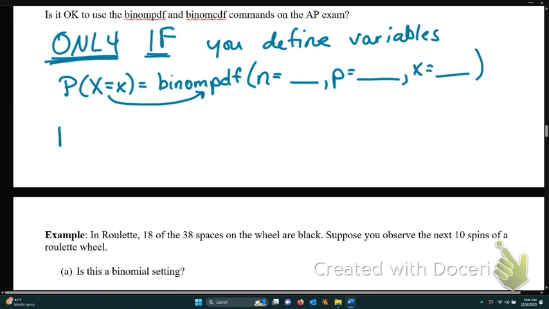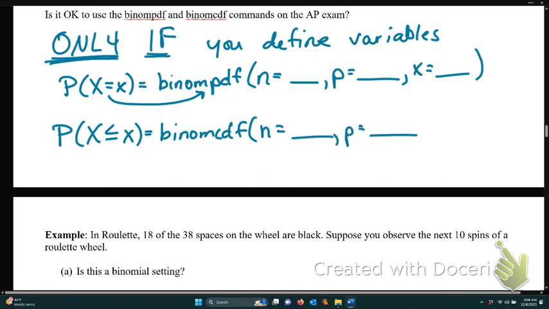All right. Probability that x is less than or equal to a number of successes. You need to write binomial CDF. N equals blank, P equals blank, X equals blank. As long as you write that, you're golden for showing your work.